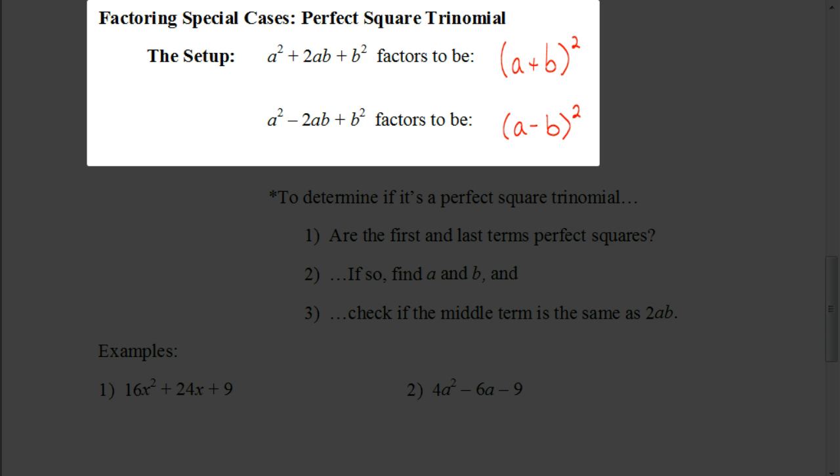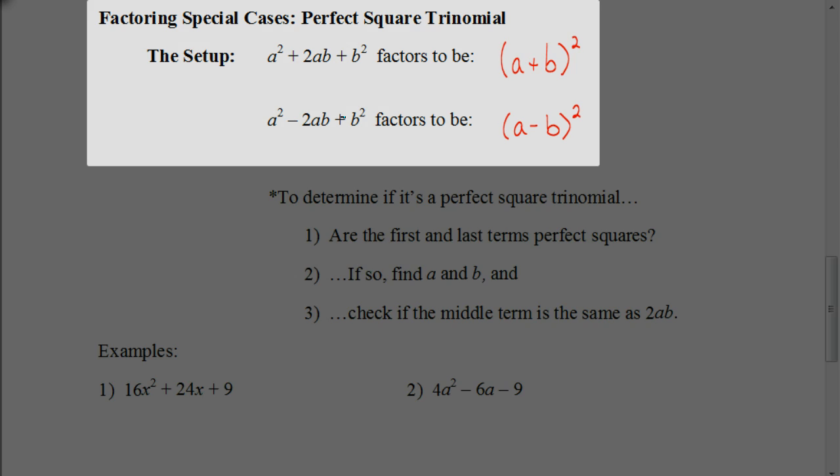Or if it's a squared minus 2ab plus b squared, that's going to factor to be the quantity a minus b squared. So if you look at these two, the big difference is that the first one, it's all pluses, and the second one, it's minus and then a plus.